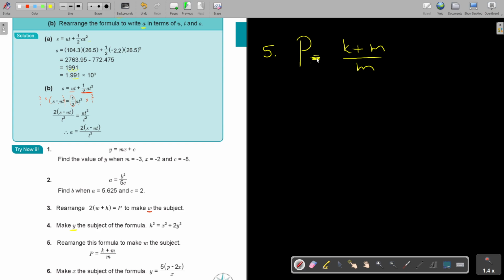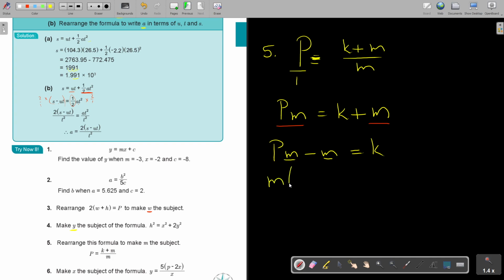Now, always first get rid of fractions. So put it over 1 and cross multiply. So PM equals K plus M. Now, as soon as you see that M must become the subject, take it just to one side. So both of them must be on the same side. So PM minus M equals K. Get it first on the same side. Then take out M as a common factor. So you create brackets.